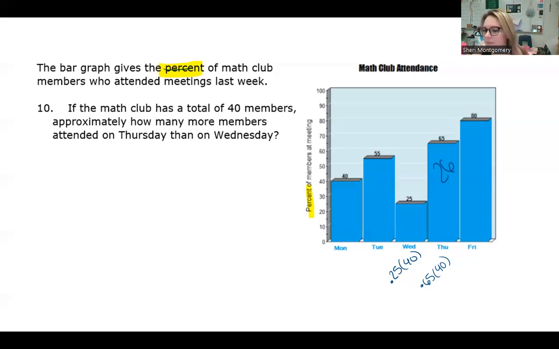How many? 10? All right. So how many more members were there on Thursday than Wednesday? Well, we would just do 26 minus 10. Figure out that there was 16 more.